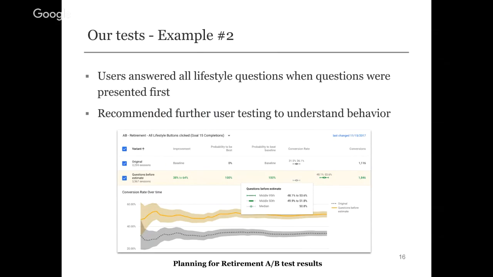But we had a secondary goal to see how users were actually interacting with those lifestyle buttons, and it showed that users answered all the lifestyle questions when they were presented first. This was a really important finding because it means the users are still becoming more informed. Once we presented this to the product owner, they were really interested in this because, of course, our whole site is really to inform users about decisions, and this was a great information.